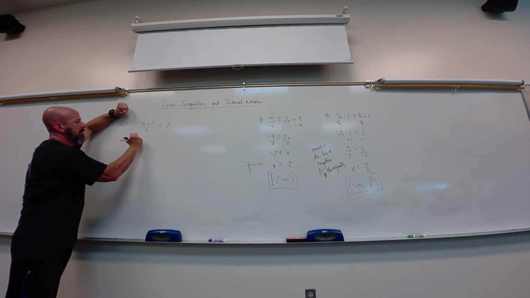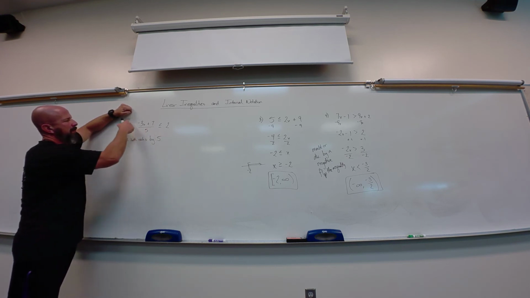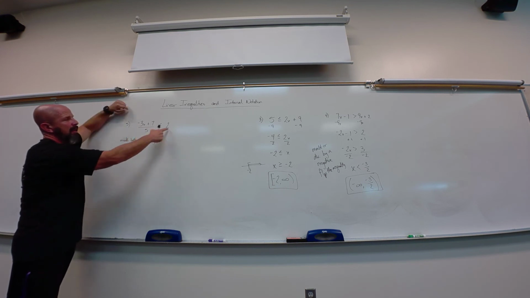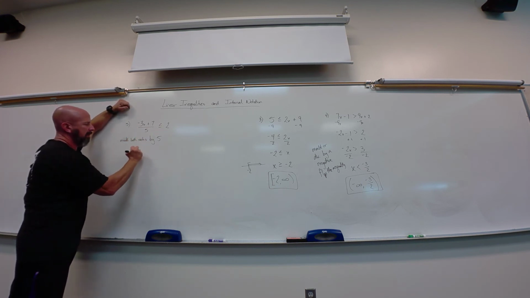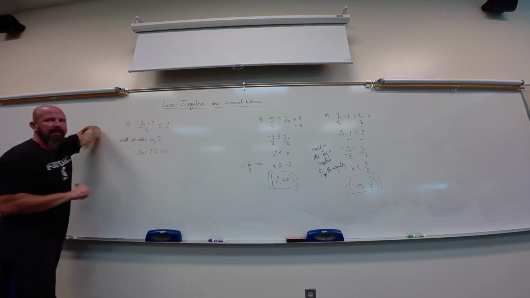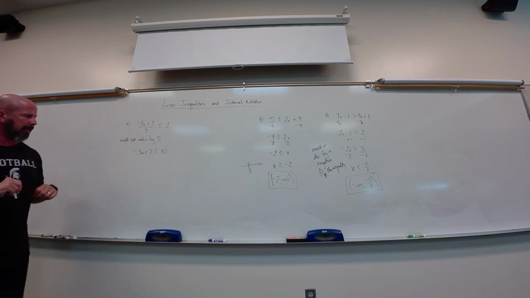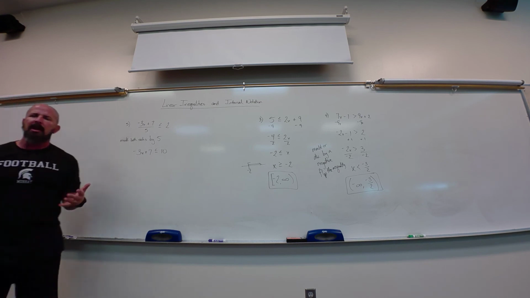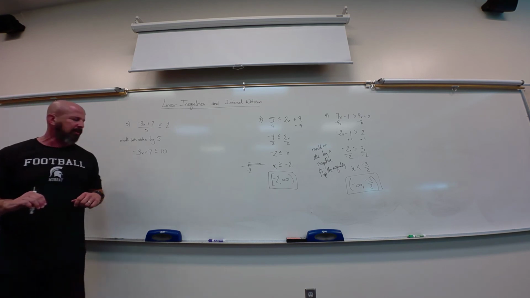What we did in the past was we multiplied both sides by 5. And so what happened? The 5's canceled on the left. And I'd have 2 times 5 over there. So negative 3x plus 7 less than or equal to 10. 2 times 5 is 10. Now the fraction's gone. We're back to our normal solving process.